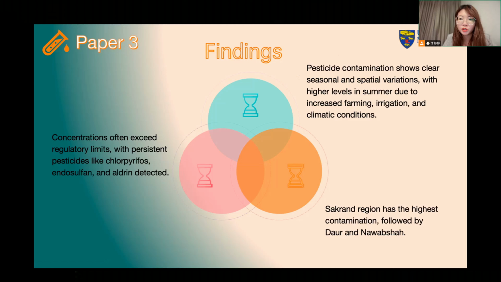Pesticide contamination shows clear seasonal and spatial variations, with higher levels in summer due to increased farming, irrigation, and climatic conditions. Concentrations often exceed regulatory limits with persistent pesticides like chlorpyrifos, azoxystrobin, and others. Saccharin region has the highest contamination, followed by Dor and New Lapshan.